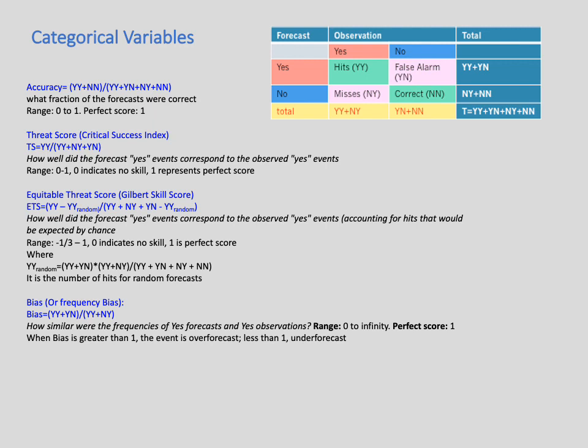Some commonly used metrics for verification. The accuracy tells what fraction of the forecast is correct. The threat score answers the question how well the forecast yes events correspond to the observed yes events. Bias measures the ratio of the frequency of forecast events to the frequency of observed events.